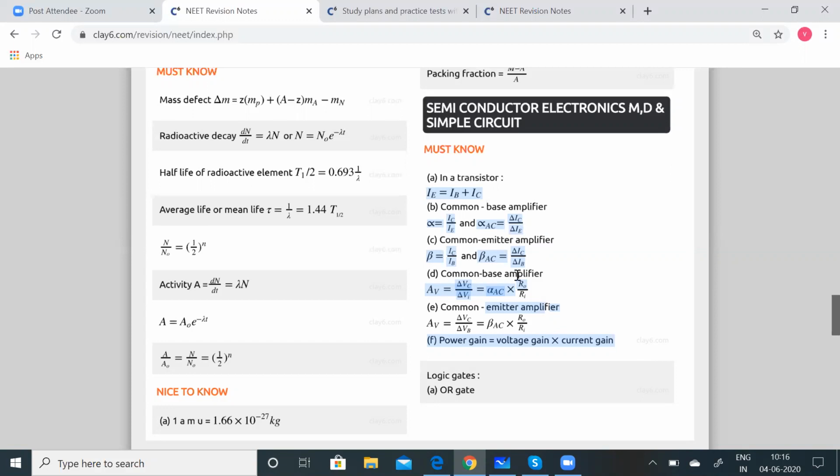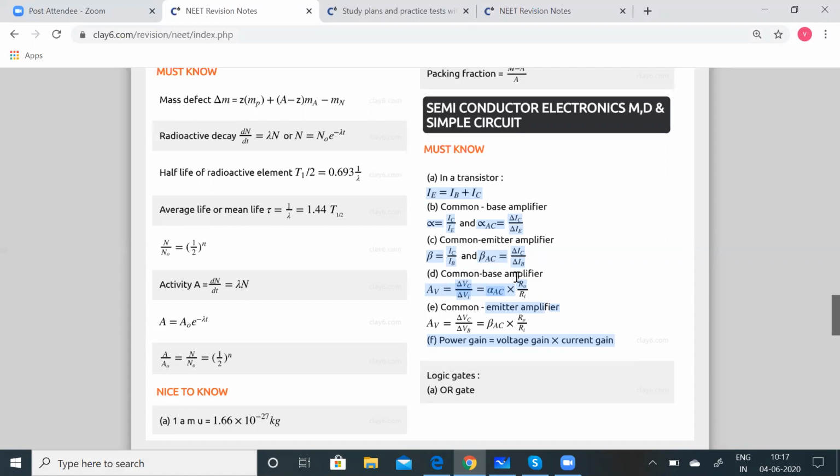Then coming to the voltage gain. Now coming to the common emitter amplifier, beta is equal to IC by IB. That is for DC gain. And for AC gain, it is going to be delta IC by delta IB.